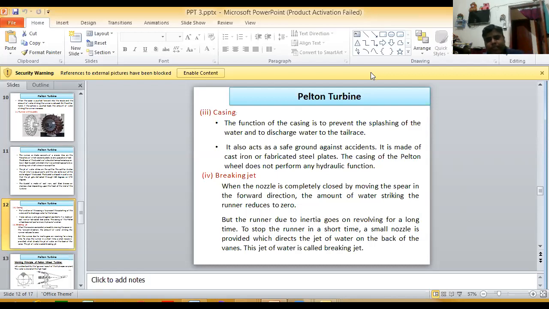Now, braking jet. When the nozzle is completely closed by moving the spear in the forward direction, the amount of water striking the runner is reduced to 0. But the runner, due to inertia, goes on revolving for a long time. To stop the runner in a short time, a small nozzle is provided, which directs the jet of water on the back of the buckets. This jet of water is called the braking jet.